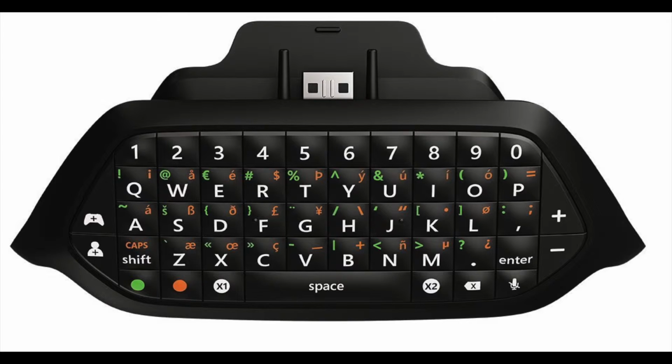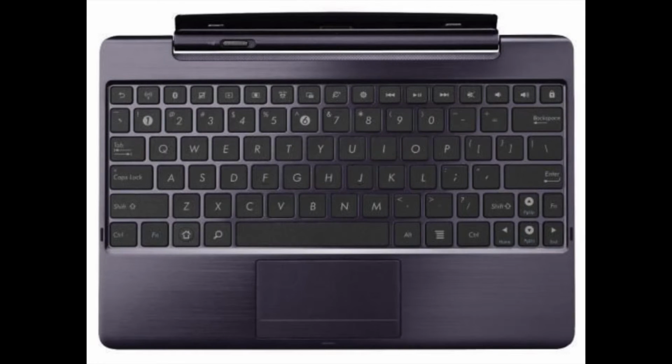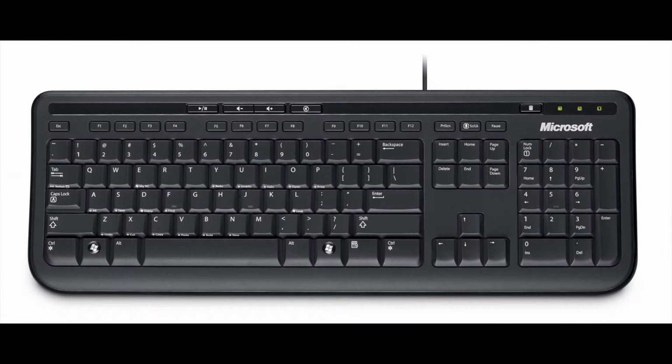An example of a keyboard is a console keyboard. It is portable. The cons are it has a small case and is hard to type with. Another example of a keyboard is a laser keyboard. It is portable, but the cons are it is unreliable. Another example is a laptop keyboard. It usually comes with a laptop, which is a good thing, and on the other side, it cannot be used with any other keyboard. And finally, a PC keyboard. It is also portable, but the cons are it can take up too much space.